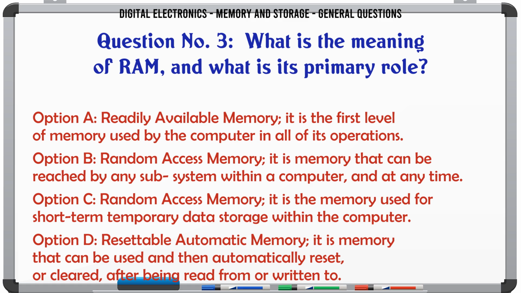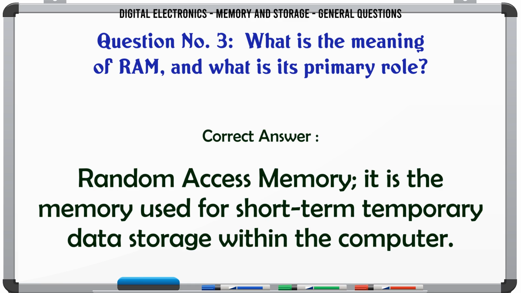It is the memory used for short-term temporary data storage within the computer. D. Resettable automatic memory. It is memory that can be used and then automatically reset or cleared after being read from or written to. The correct answer is random access memory. It is the memory used for short-term temporary data storage within the computer.